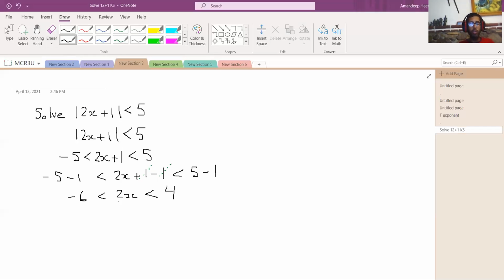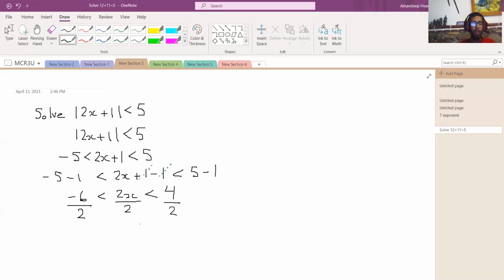Now we have to get x by itself. We have to get rid of this 2, and this says 2 times x. So in order to get rid of the 2, we have to divide the middle by 2. But if I divide the middle by 2, I must also divide the left-hand side by 2, and the right-hand side by 2, in order to keep this consistent.